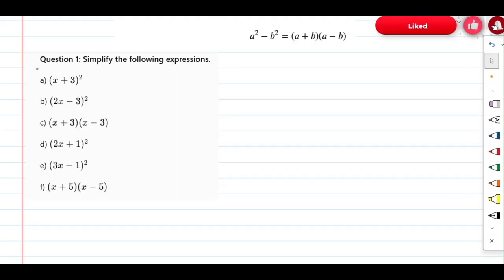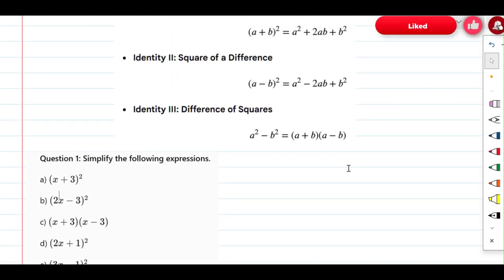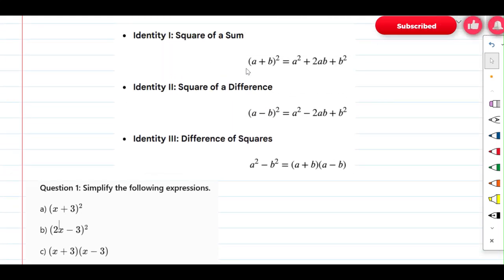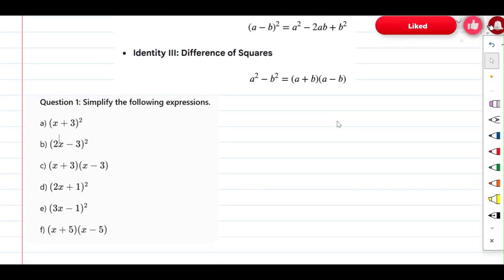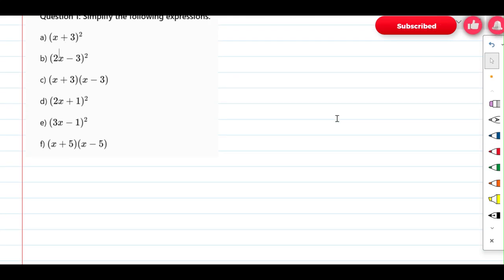All right, so we have question one: simplify the following expressions. The first expression is x plus 3 whole square. Here we have to apply the first identity, the square of a sum, a plus b whole square. This identity I'm going to apply here. Okay, let me write down the question. Part A is x plus 3 whole square. This I'm going to open.